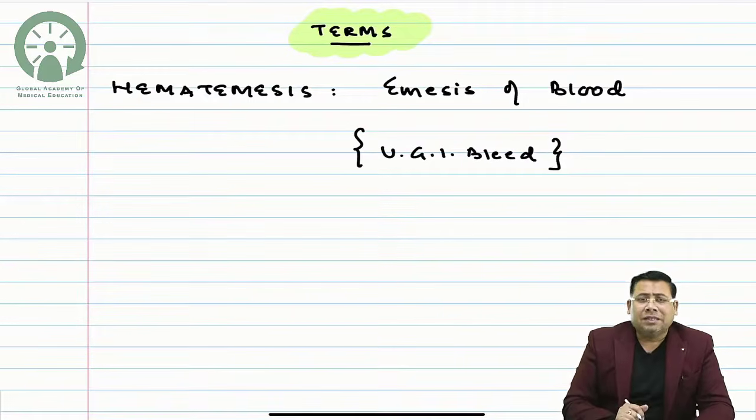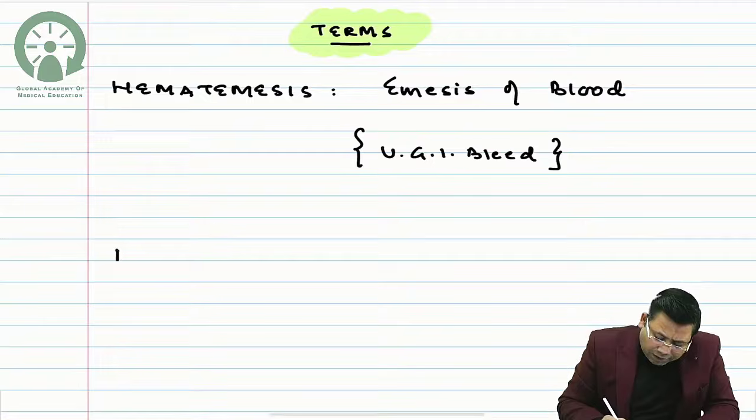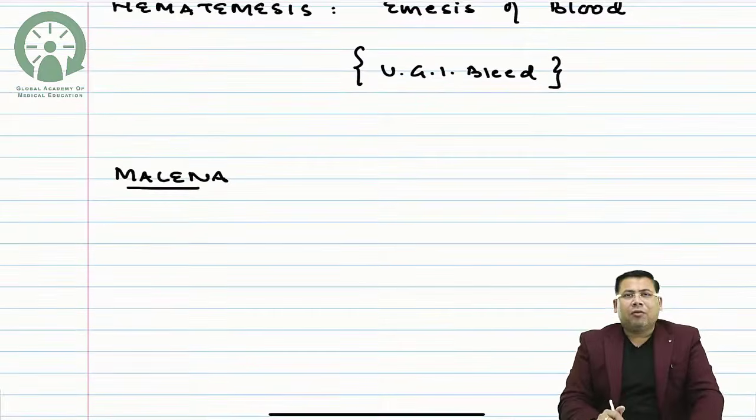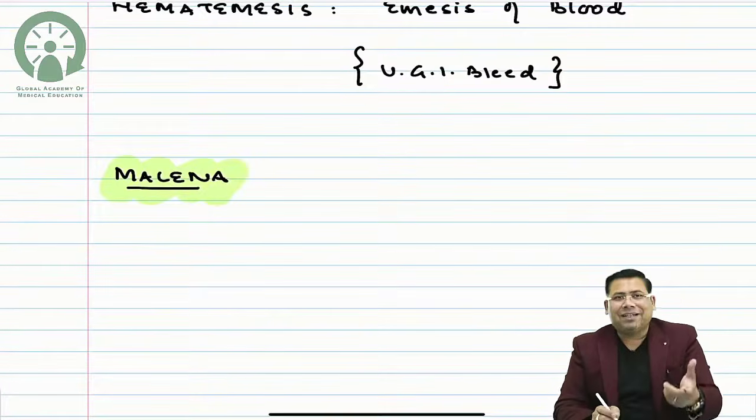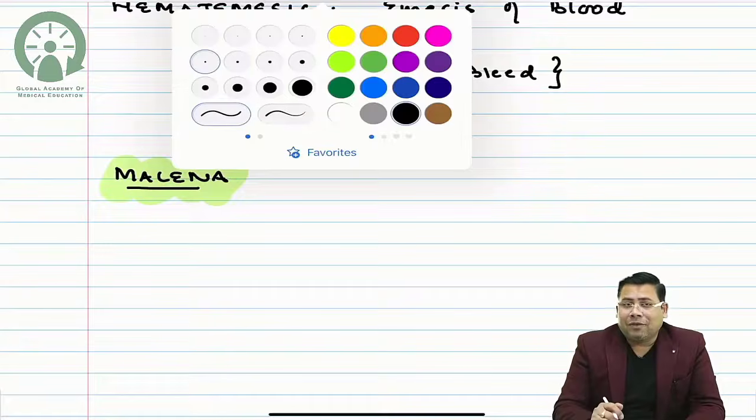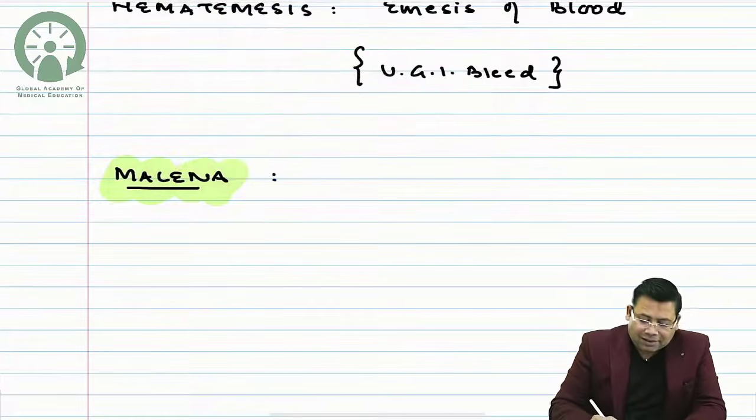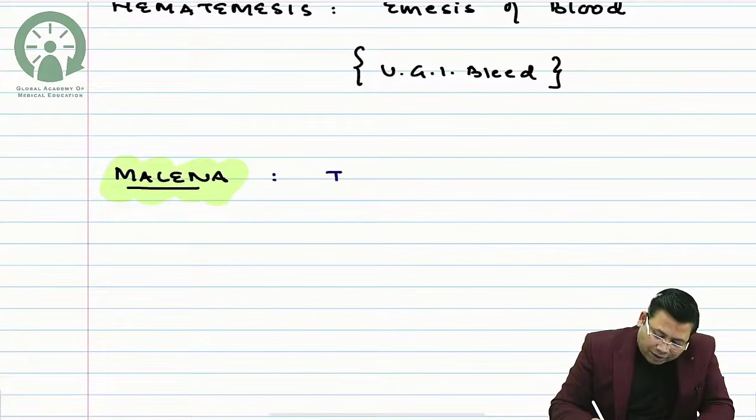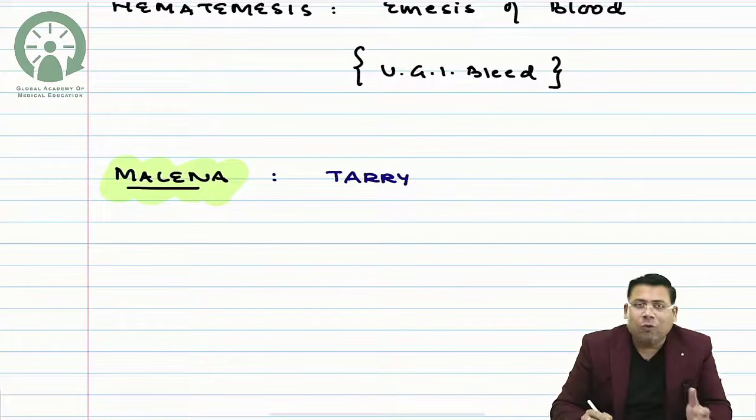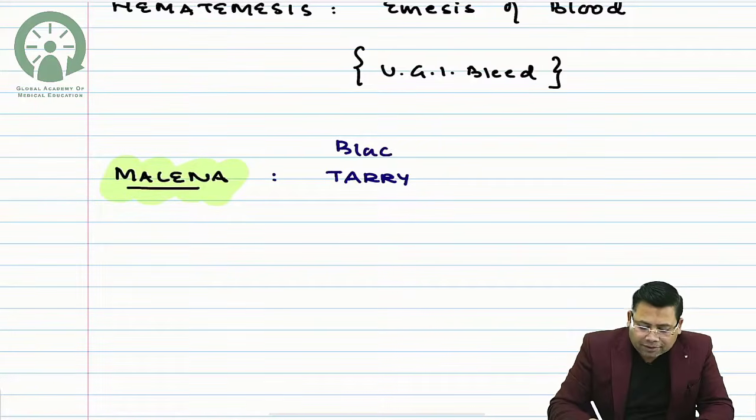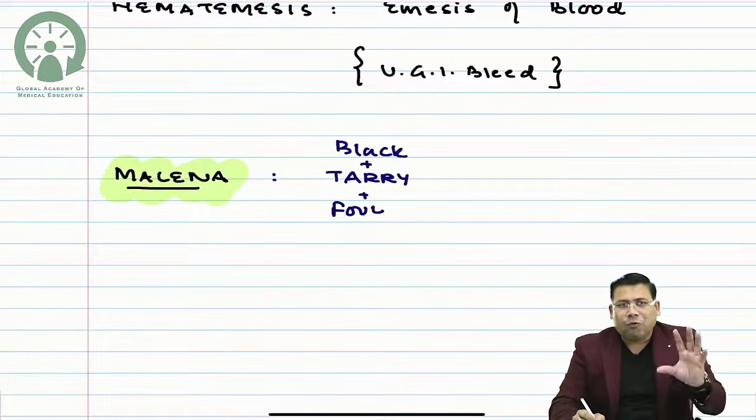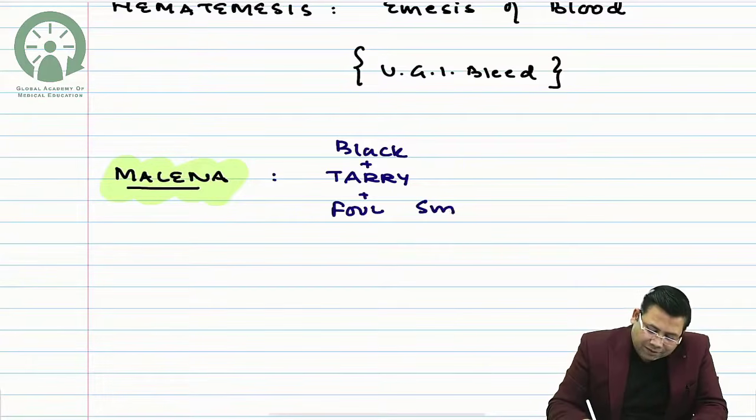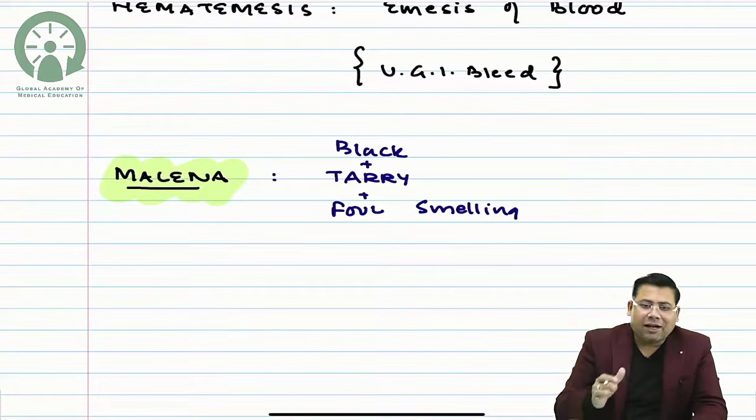The next concept is melena. Most of us know what melena is, but despite that we don't completely understand the concept. What is melena? It's a classical terminology for black colored stool? No, it should be tarry. What do you mean by tarry, students? Like coal tar. So black, tarry, foul smelling stool.